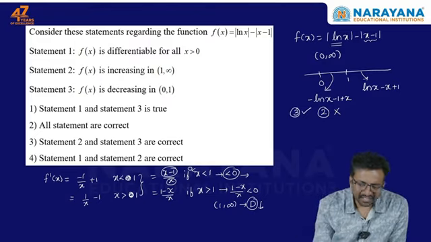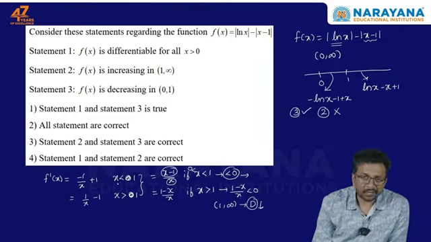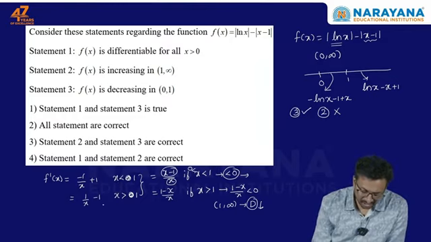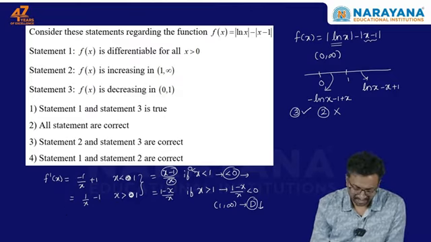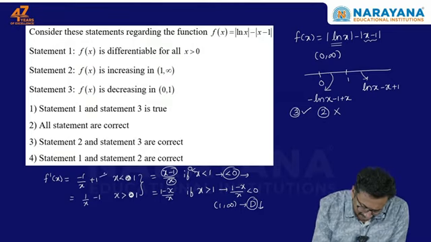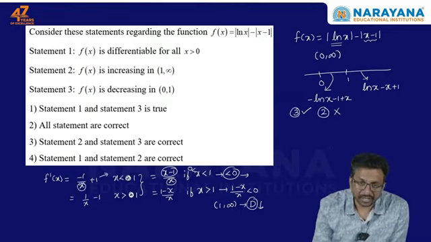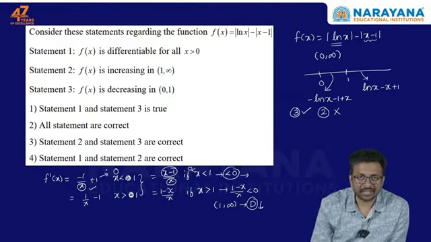Now f of x is differentiable for all x greater than 0. So between 0 to 1, the function is nicely differentiable. After 1 also the function is nicely differentiable. The derivative is negative. So at x equal to 1, let us check the left differentiation and the right differentiation. You can see that the left differentiation at x equal to 1, if you substitute x equal to 1 in the derivative, you get 0 as the answer.